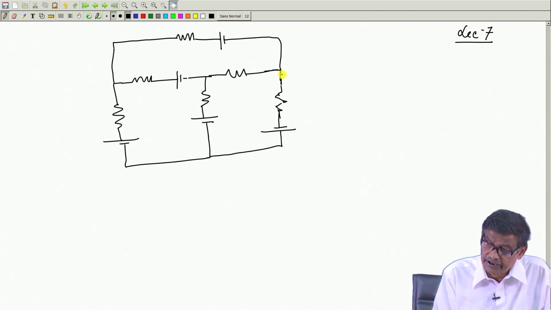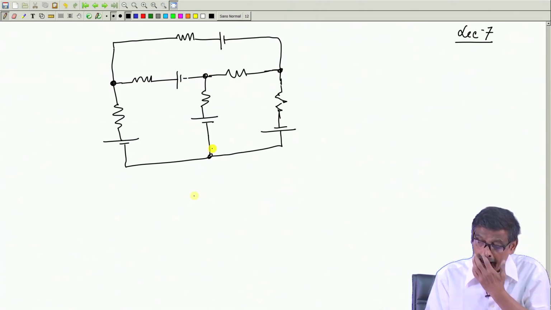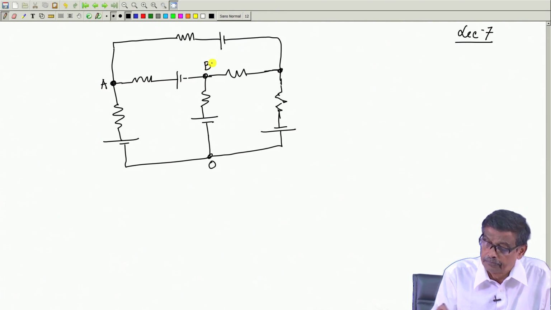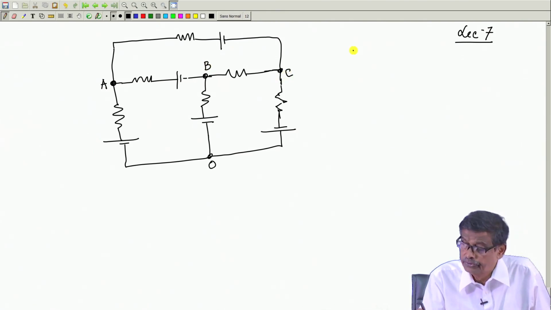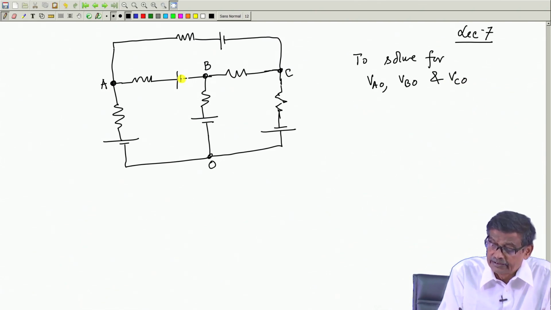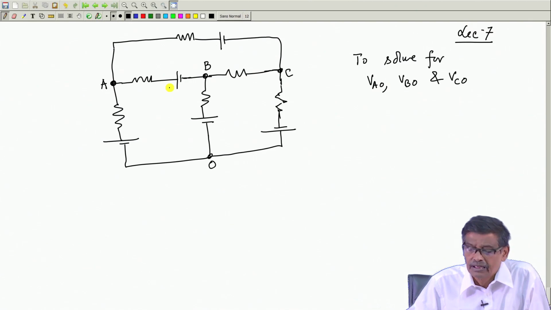Okay, so I identify the nodes as usual. This is one node, this is another node, this is another node, this is another node, and I choose this to be the reference. The name of this node is A, this node is B, this node is C. Our target is to solve for VAO, VBO and VCO. We are not targeting to calculate the currents in the branches straight away. We first calculate the node voltages, and as I told you, if these voltages are known, calculating the currents in any of the branches is just taking the difference, dividing by the resistance, and so on.